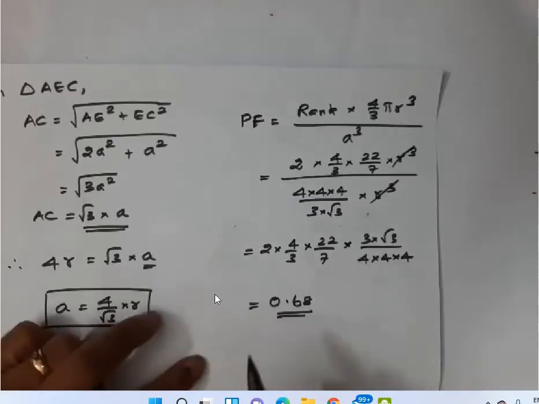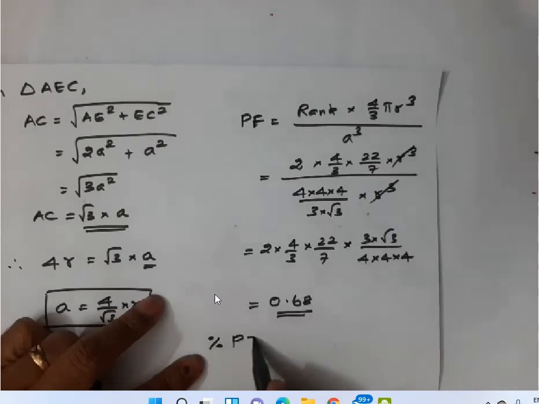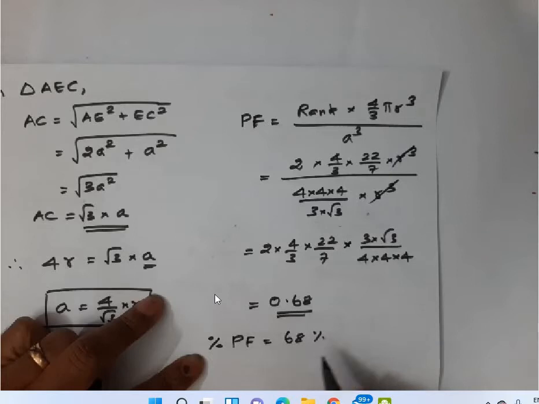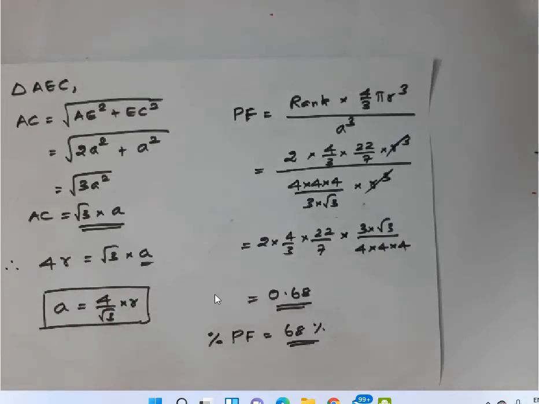Or percentage packing fraction, if you want, you just multiply this by 100, you will get 68%. What does this indicate? It indicates that in one unit cell, suppose you take the volume of one unit cell as 100%, out of this 100%, 68% is occupied.